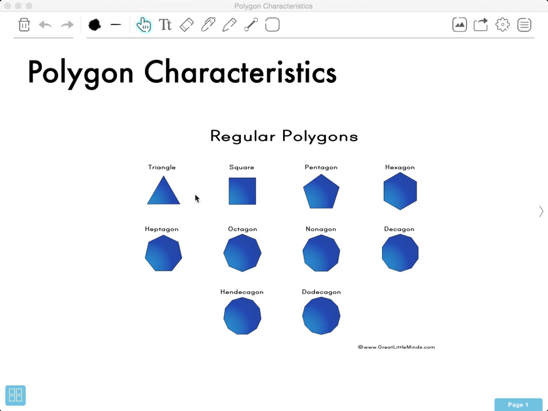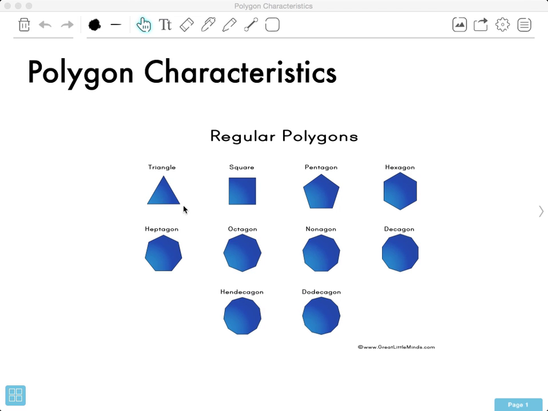On the front page here, you can see I've put a picture that I got from greatlittle.minds.com of different types of regular polygons. A regular polygon, and we only look at regular polygons, is a polygon that has all sides of equal length. So a polygon is a figure that has some number of straight sides that all connect and make a closed shape. And then a regular polygon, the regular means all sides are of equal length.